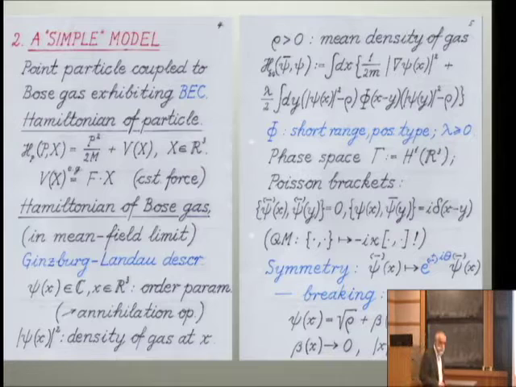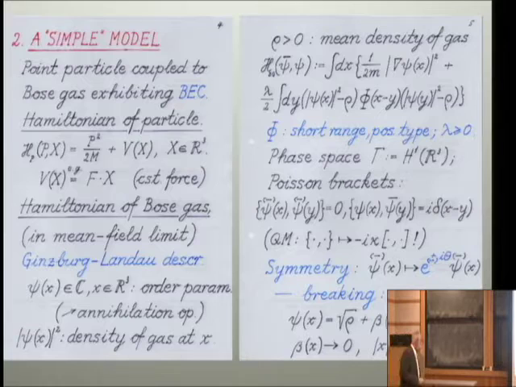So let's look at the Hamilton functions or functionals of the various components of the system. The Hamiltonian of the particle is given by kinetic energy p squared over twice the mass of the particle plus a potential. I will consider, for example, the potential describing a constant external force as an example. The Hamilton functional of a Bose gas in the mean field limit is found as follows.